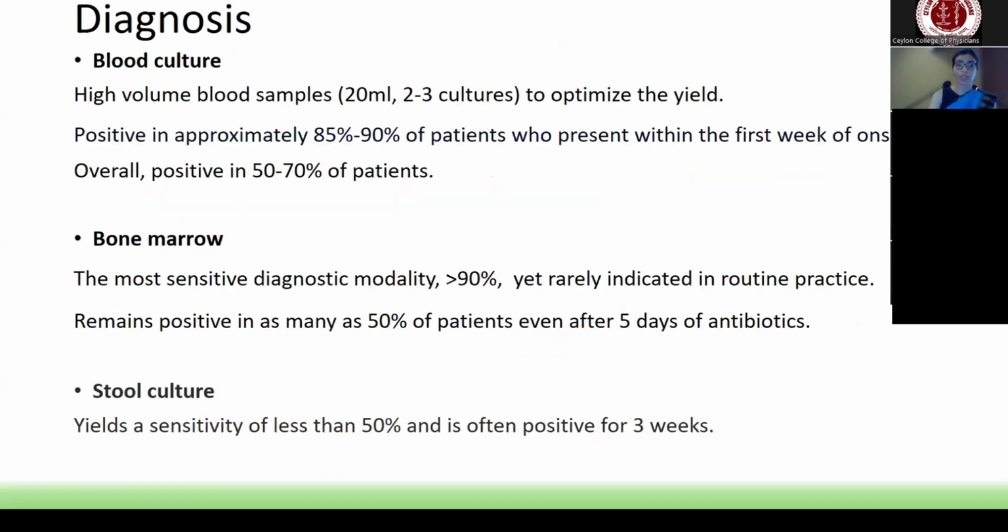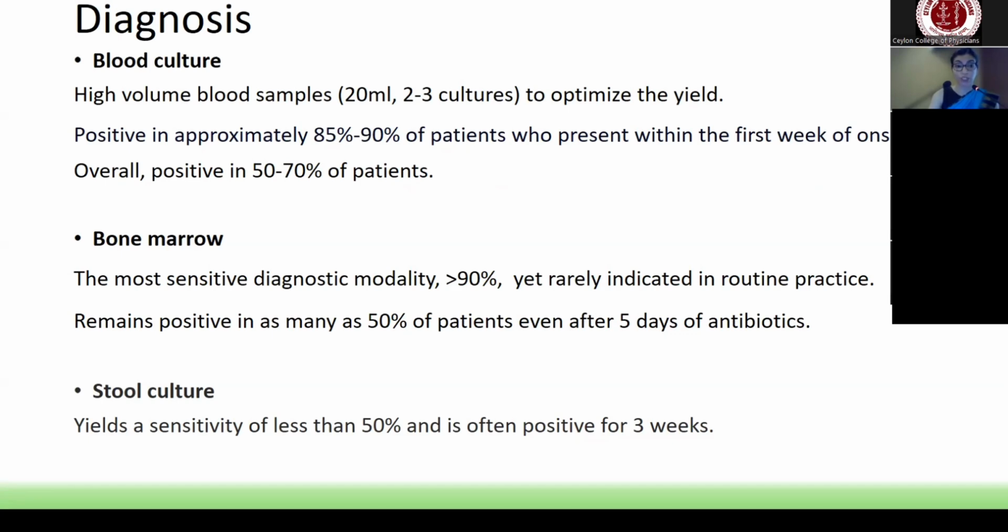Diagnosis. Blood culture is the current standard diagnostic method. You should take high volume blood samples, 20 milliliters, and 2 to 3 cultures to optimize the yield. It is positive in approximately 85 to 90% of patients who present within the first week of onset. The overall positivity rate is 50 to 70% in patients.